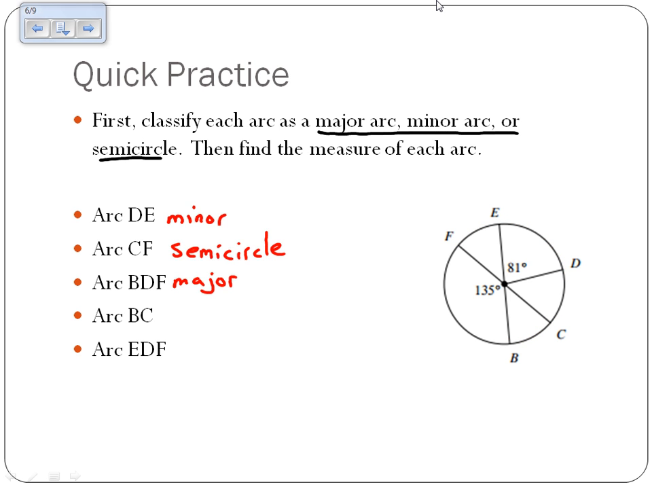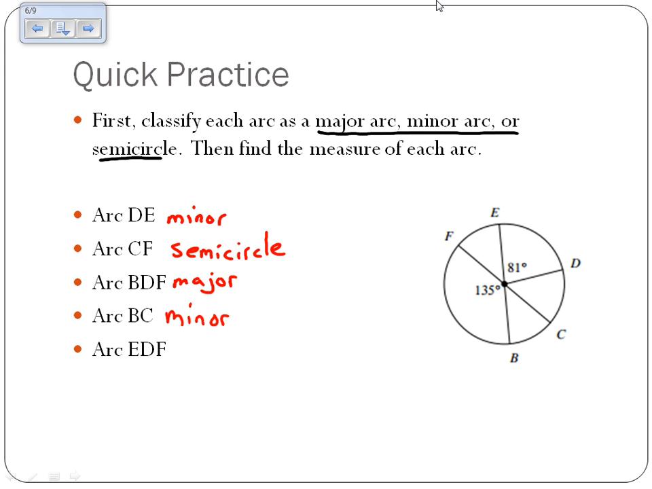BC, please. Lino. Minor, very good. And EDF? Marshall? It's a minor. Why? Because it's less than 180.